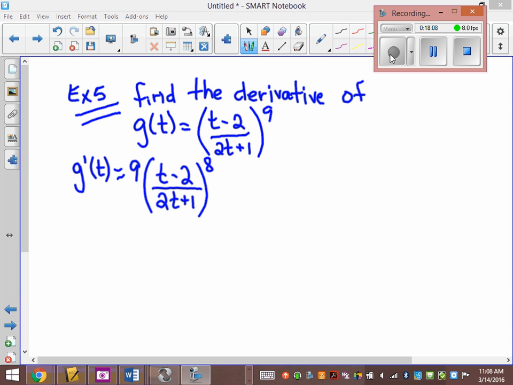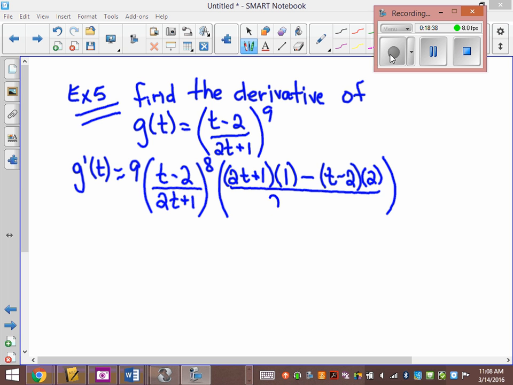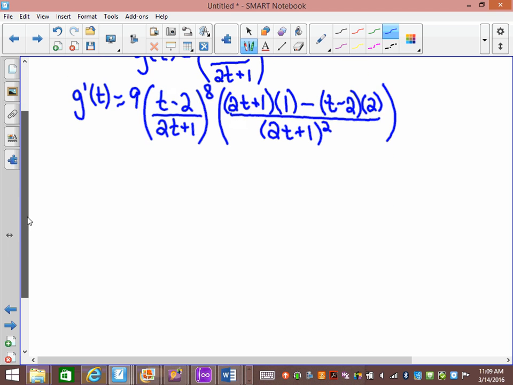Then you do the derivative of what's inside, which happens to be quotient rule. So it's going to be g, which is 2t plus 1, times f prime, which happens to be 1, because the derivative of t minus 2 is 1, minus f, which is t minus 2, times the derivative of g, which is 2, all over 2t plus 1 squared. So this front part is just going to sit out in front. We're not going to do anything with it right now. We're just going to simplify the quotient rule.